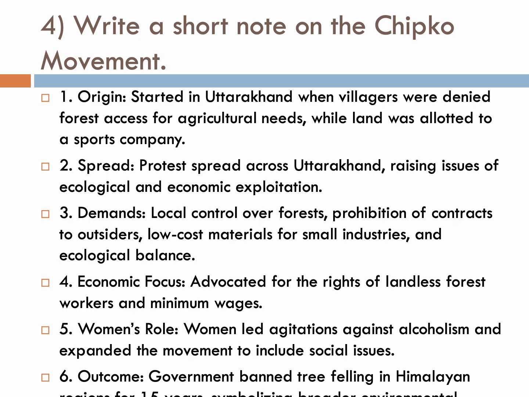Fourth question, write a short note on the Chipko movement. It started in the Uttarakhand region of India, and the protest spread across Uttarakhand, raising issues of ecological and economic exploitation. The movement demanded local control over forests, prohibition of contracts to outsiders, low-cost materials for small industries, and ecological balance. It advocated for the rights of landless forest workers and minimum wages. The women-led agitations against alcoholism expanded the movement to include social issues also. The government banned tree felling in Himalayan regions for 15 years, symbolizing the broader environmental idea.